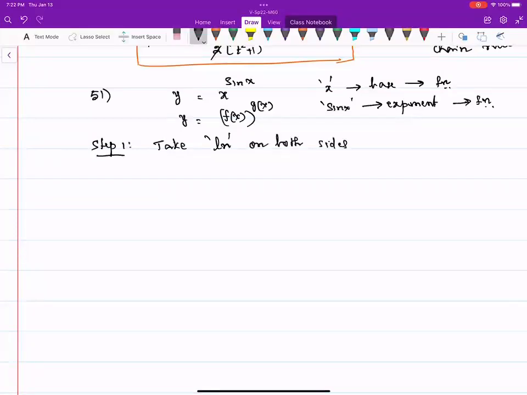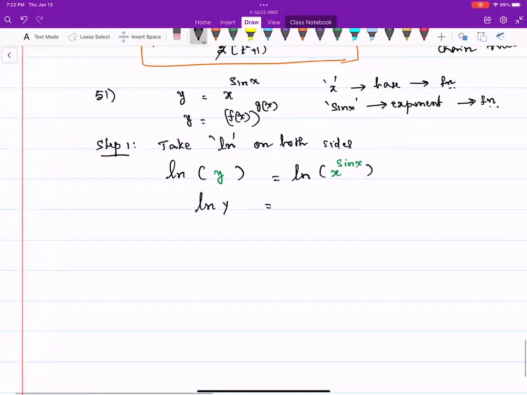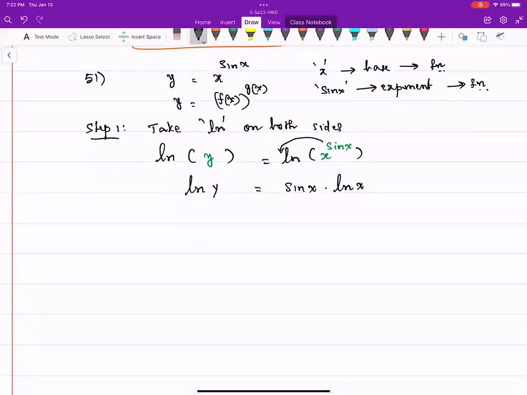So you get ln of the left-hand side equal to ln of the right-hand side. What do you see on the left-hand side? y. What do you see on the right-hand side? x to the power sin x. So ln of y equals, now you use the power rule of ln, so sin x comes in front: sin x times ln x. Now, in the next step, you take the derivative.